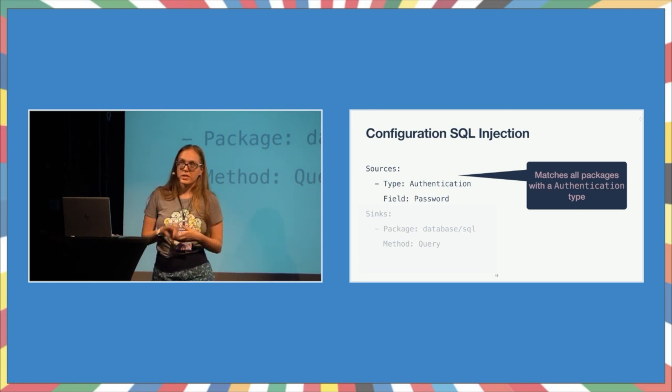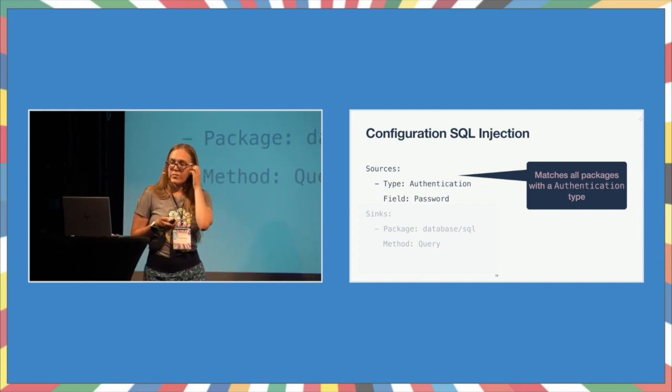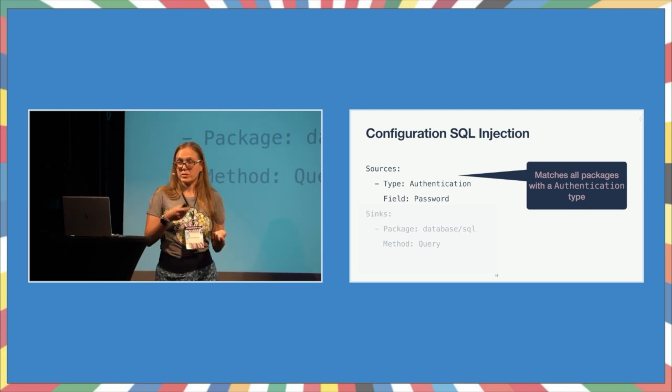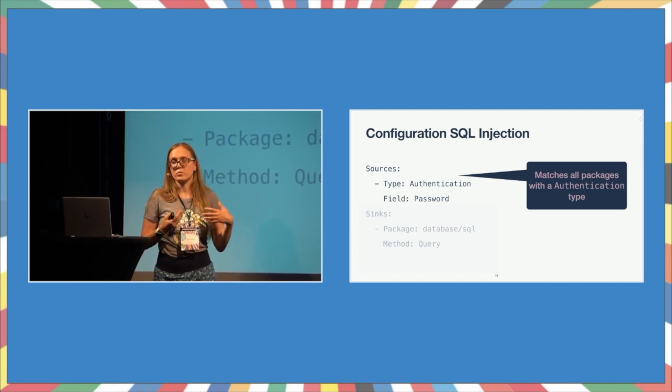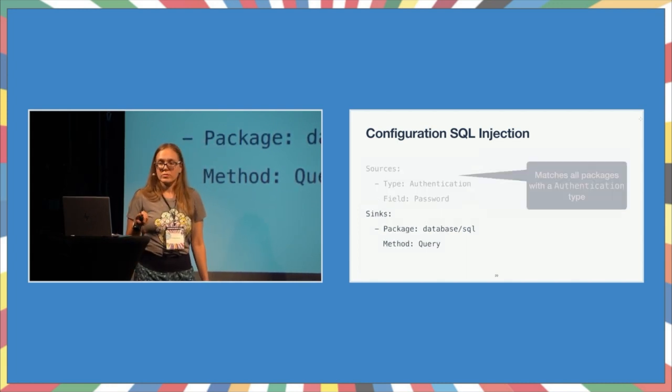That was quite theoretical, but let's look at how we could configure it for the examples I have shown you before. I've defined two different types for the sources, as I have shown you before. Let's first look into the SQL injection. For the SQL injection, I define the type authentication with the field password, and that now matches all packages that have a type authentication that has a field password, and these will be our sources. Looking at sinks, it's pretty straightforward. We identify the function query and define it as a sink.